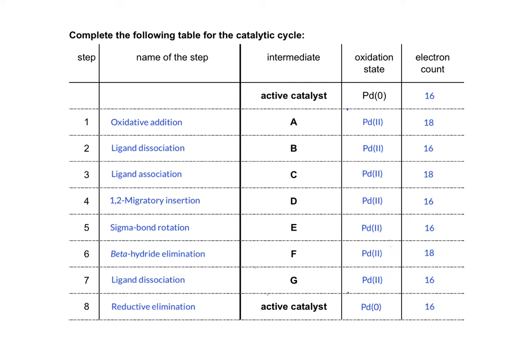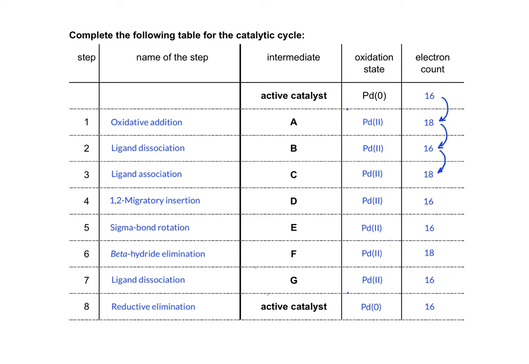Let's also track the electron count. Oxidative addition adds 2 electron ligands to the palladium, but also removes 2 d-electrons from palladium. So the electron count increases by 2 electrons. When we lose a 2-electron ligand, electron count goes down to 16. That's required to exchange a ligand so that ligand association can occur, going back to an 18-electron complex.